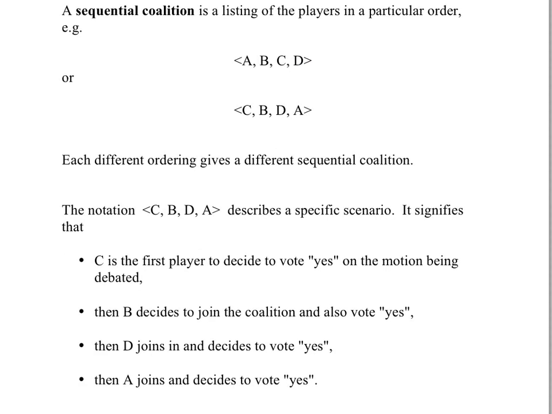Now, it's important to note that in this scenario, where C is the first player to decide to vote yes on the motion under discussion, and then B votes yes, and then D joins in and votes yes, and finally A joins in and votes yes, eventually, by the time everyone's voting yes, there must be a winning coalition. Maybe there was a winning coalition sooner, but somewhere along the way, someone made the difference, turning what wasn't yet a winning coalition into a winning one. So the notion of winning coalition is still important here.